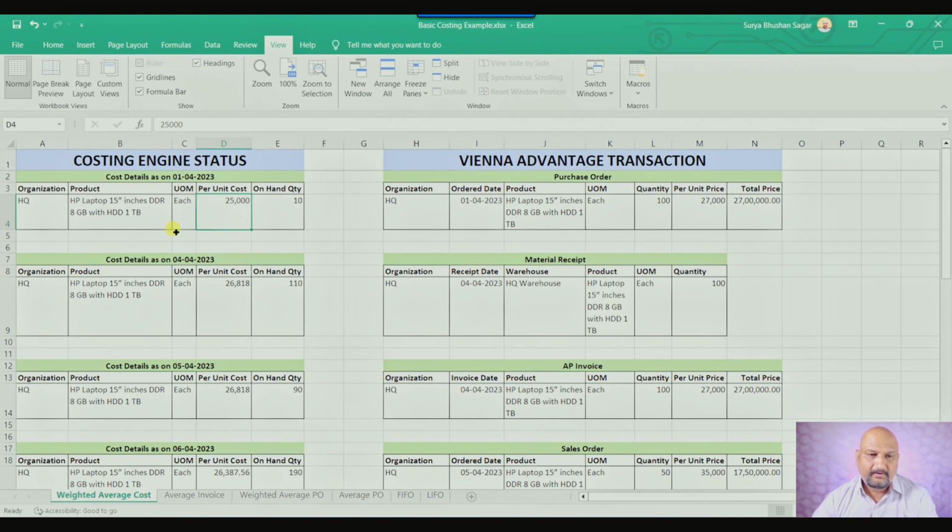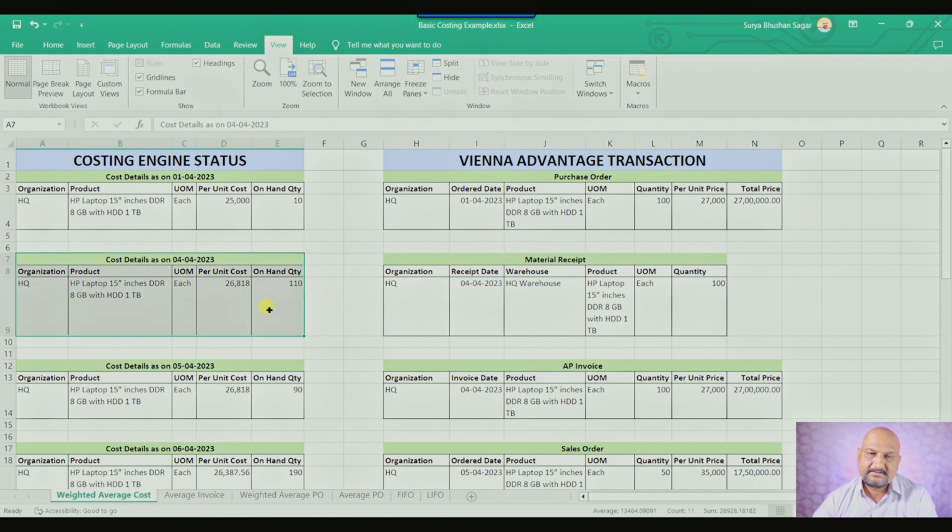Now, what happens when I start procuring this item again? I'm raising a purchase order on 1st of April for 100 quantities, and this time I'm getting the cost 27,000. On 4th of April, when I received the material, at that moment the system generated the cost. So on the 4th of April the system generates the cost as soon as your material receipt gets completed. So you would be able to see the difference here.